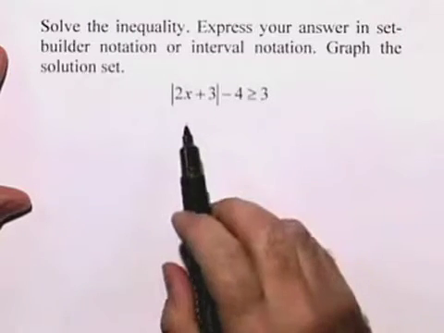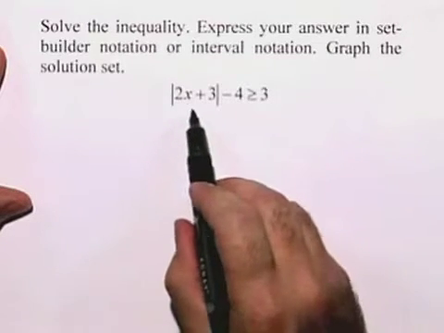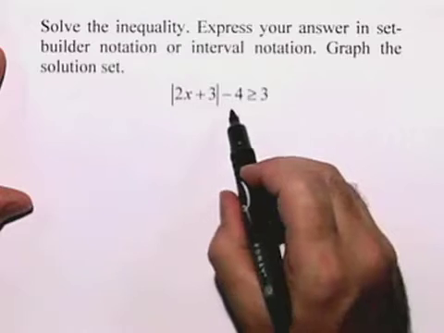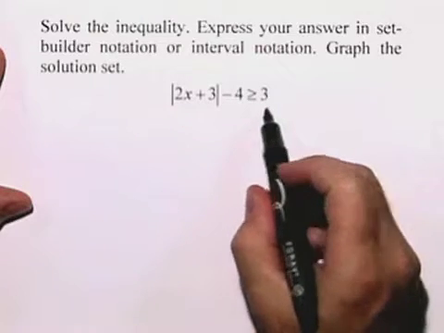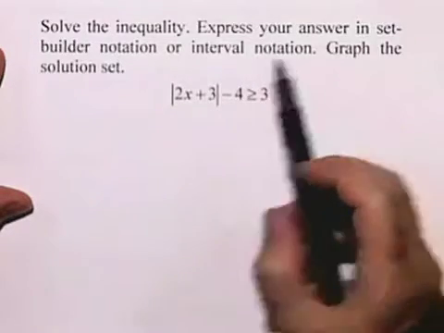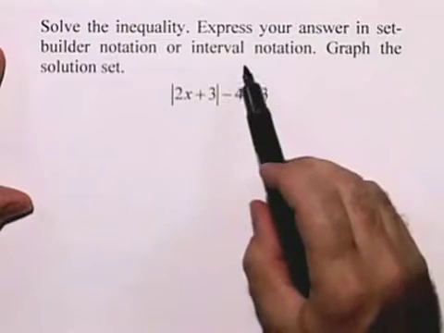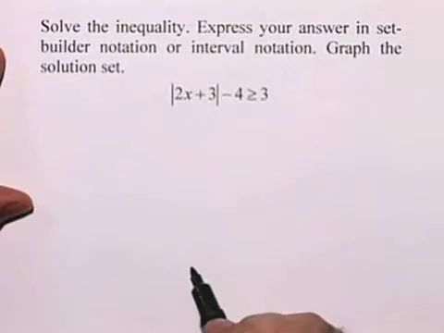In this problem, we're going to solve an absolute value inequality. We want to solve the inequality, the absolute value of 2x + 3 minus 4 greater than or equal to 3. We're going to express our answer in set builder notation or interval notation and then graph the solution set.